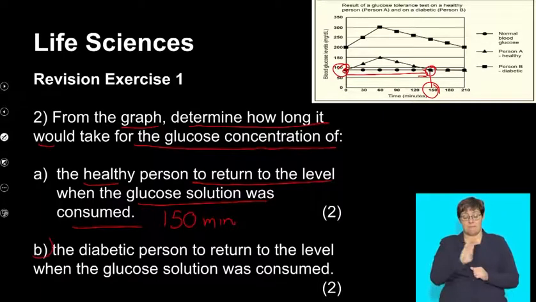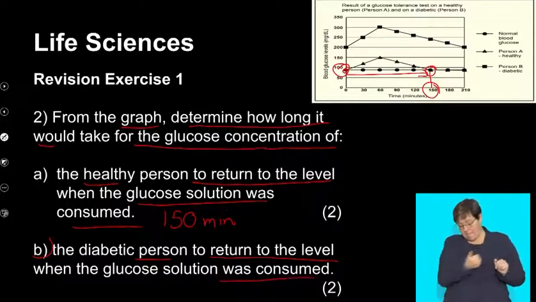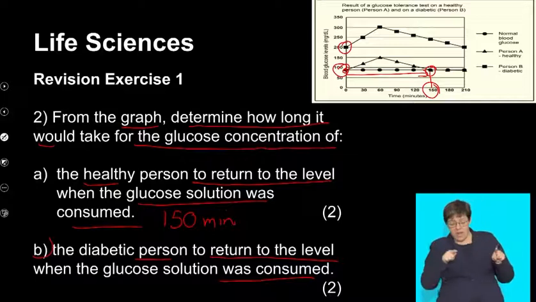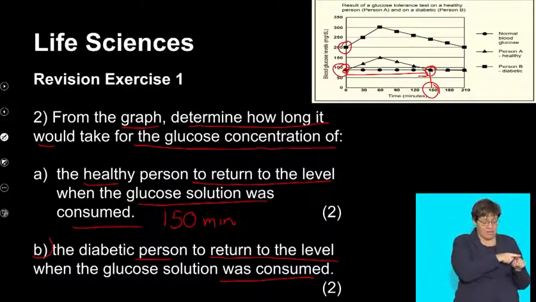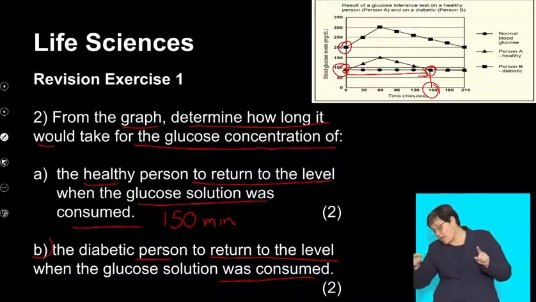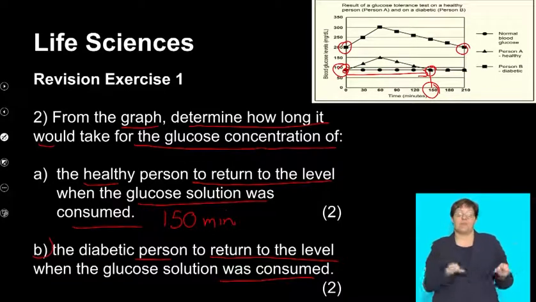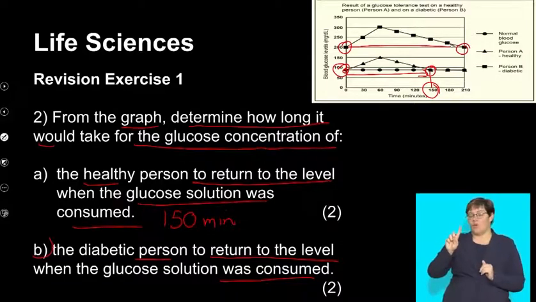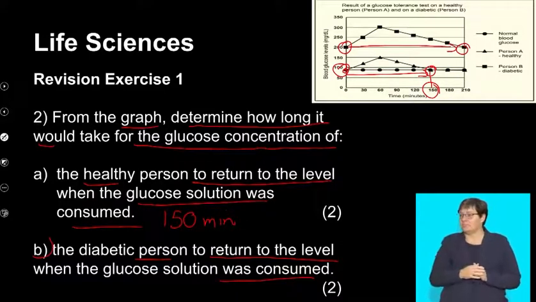Let's move on to B. The diabetic person to return to the level when the glucose solution was consumed. When the individual had consumed the glucose, it was 200 milligrams, and if you look along the graph, this was when it returned back to normal. Again, you've got to determine how long it took from that point. If you extrapolate that down to the x-axis, you can see that it took that individual 210 minutes.